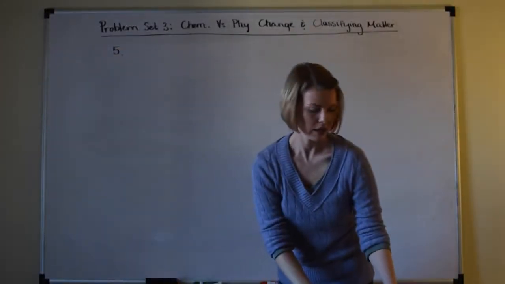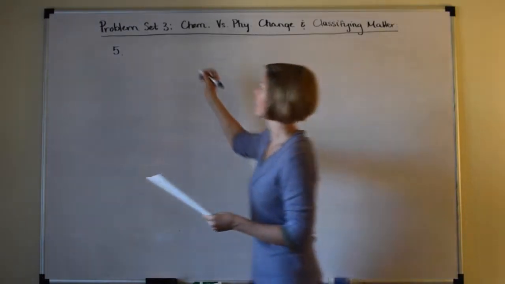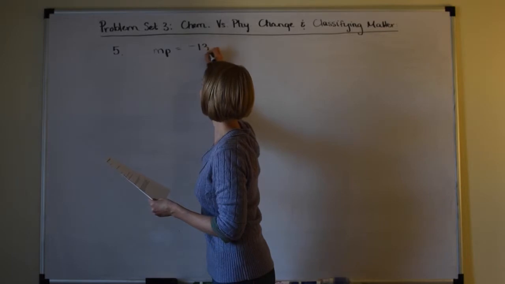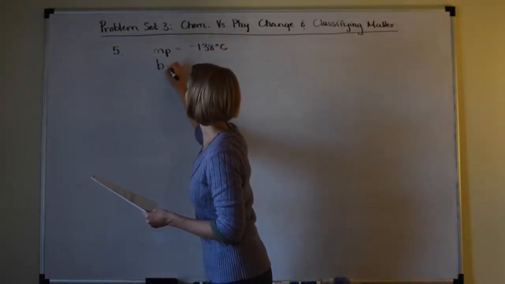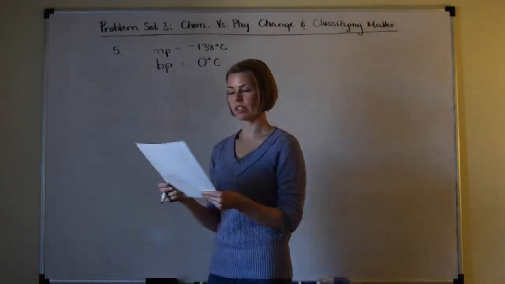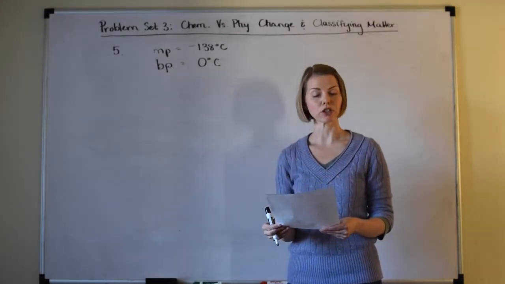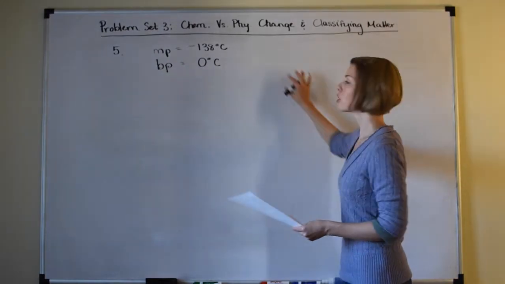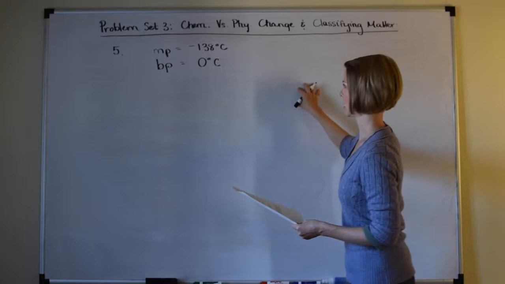Okay, number 5. Butane has a melting point, I'm going to write some of this up here on the board, of negative 138 degrees Celsius and a boiling point near 0 degrees Celsius. What is the state of butane at the following temperatures? Assume normal atmospheric pressure. Okay, so you don't have to worry about pressure. So what I like to do here is make a little diagram for myself.